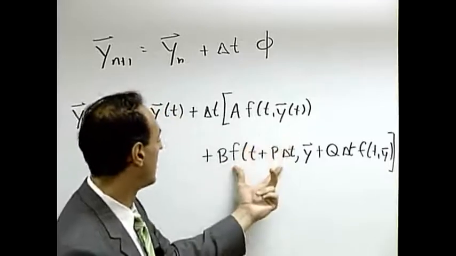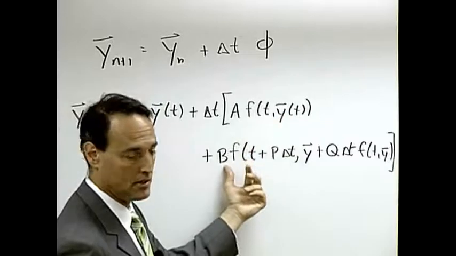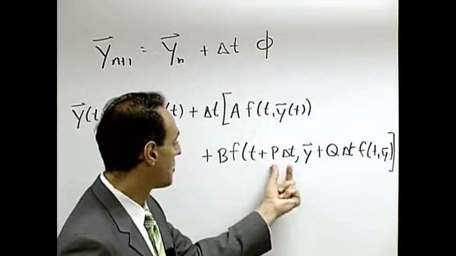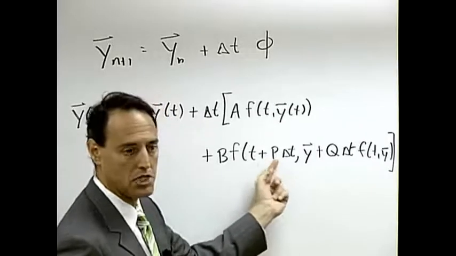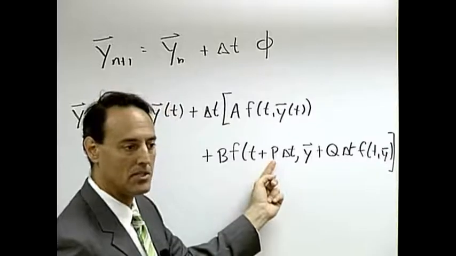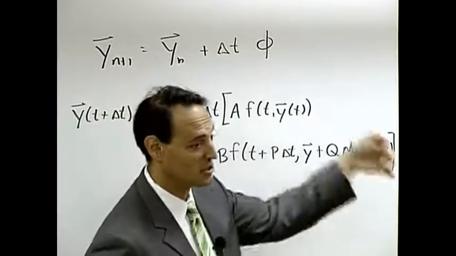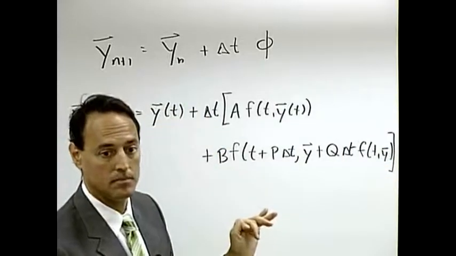What about this over here? Plus b amount of this. So there's a of this, there's b of this, and what do I have of this? t plus p delta t. I'm evaluating it not at some p delta t. In other words, if I pick p to be 0, it'd be evaluated on the left. If p is 1, it's evaluated at delta t, so all the way on the right. If p is a half, it's evaluated halfway between.